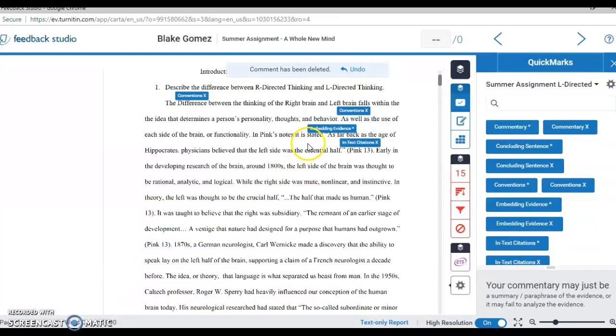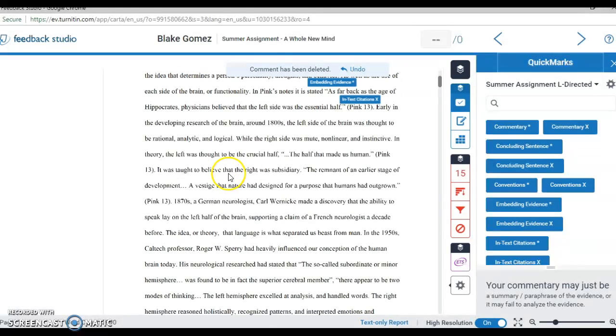I also think you're on the right track with your embedding, or how we integrate evidence. So let me skip down to this one. When I read this out loud, it's "the left was thought to be the crucial half, the half that made us human." So even with the quote, that flows pretty nicely together.